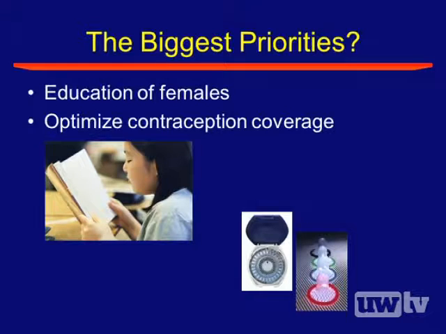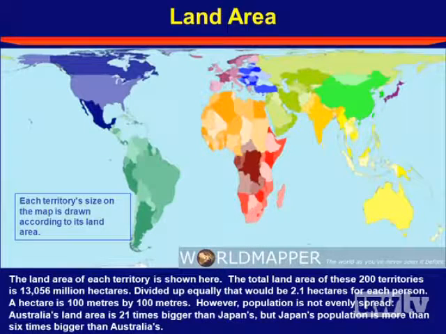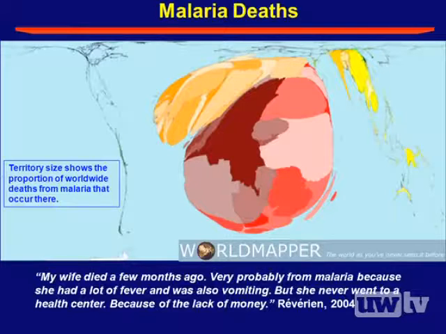Now this is from the World Mapper project. You go to that website and you can find 600 or 700 of these slides that are really interesting. This particular slide depicts the area of the country according to the size of its population. But as we go on and look at malaria deaths, this is an amazing slide. It shows you how incredibly concentrated malaria deaths are in Africa, particularly in sub-Saharan Africa.